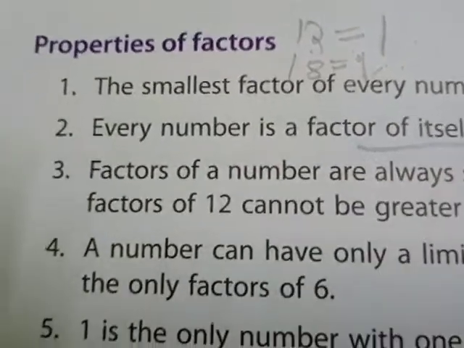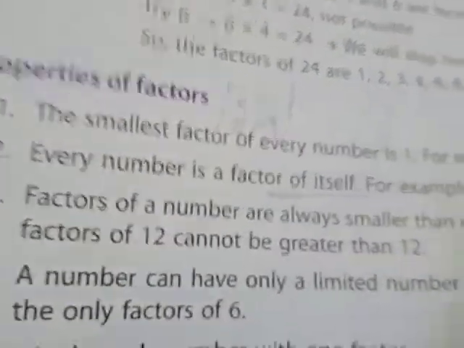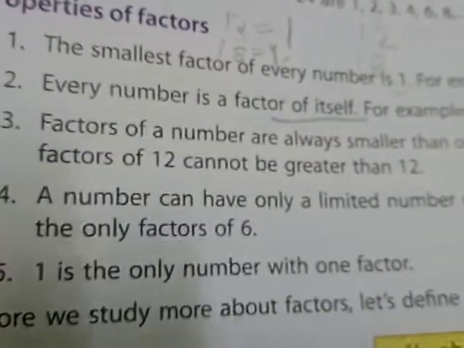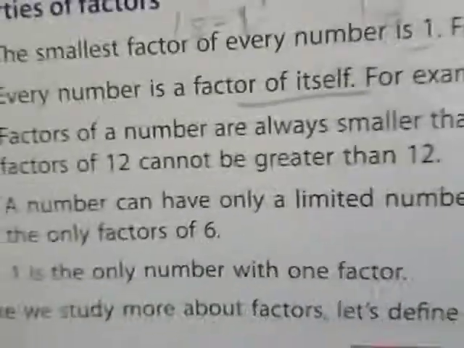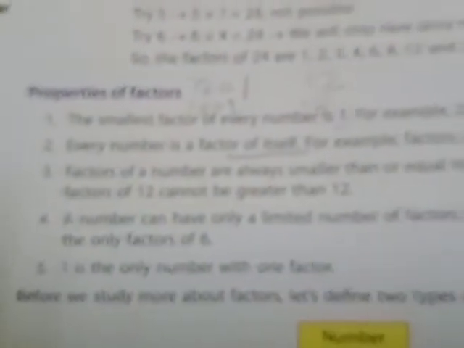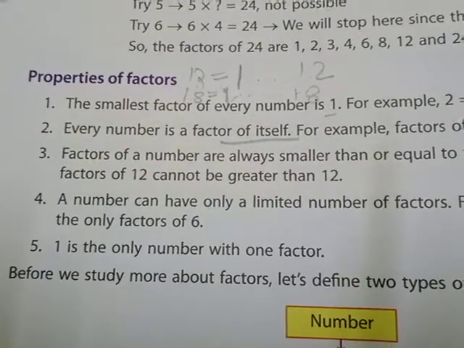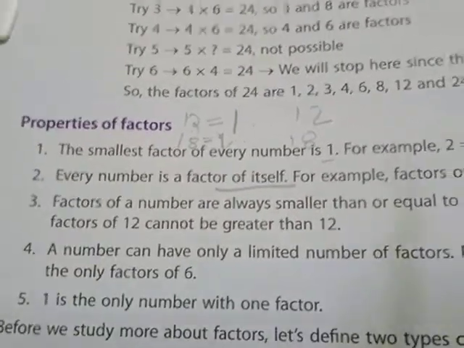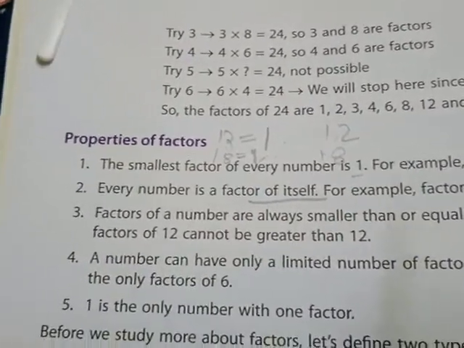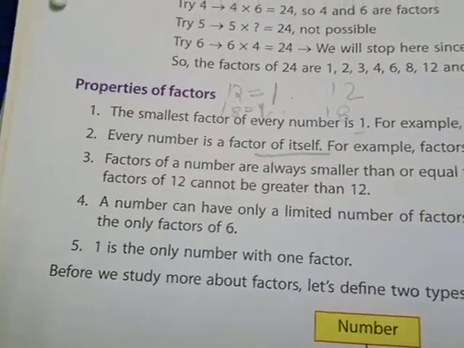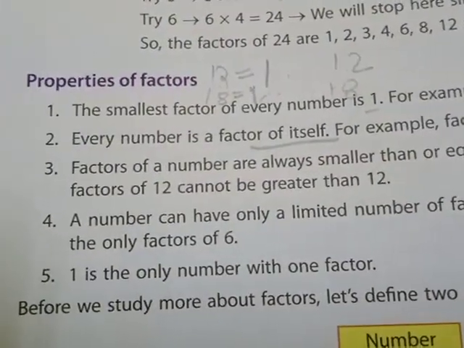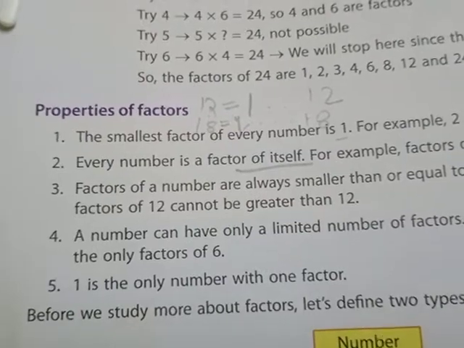Suppose we write the factors of 36. While writing the factors of 36, we will count 36 also as one of its factors. Suppose we write the factors of 72. While writing the factors of 72, we will write 72 also as one of its factors. Like the first factor will be 1, then 2, 3, 72, like that. So keep in mind that all numbers will definitely be a factor of themselves.